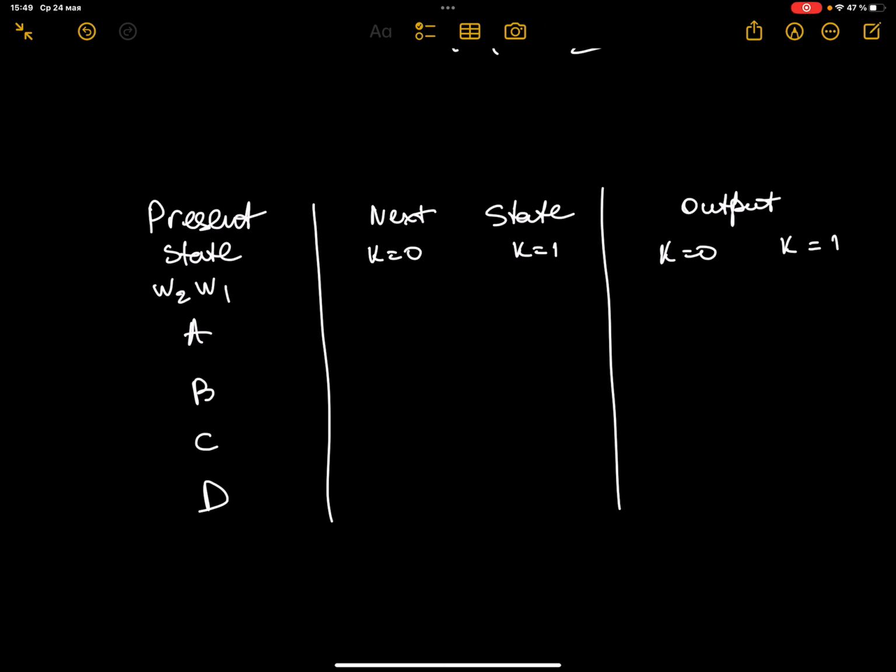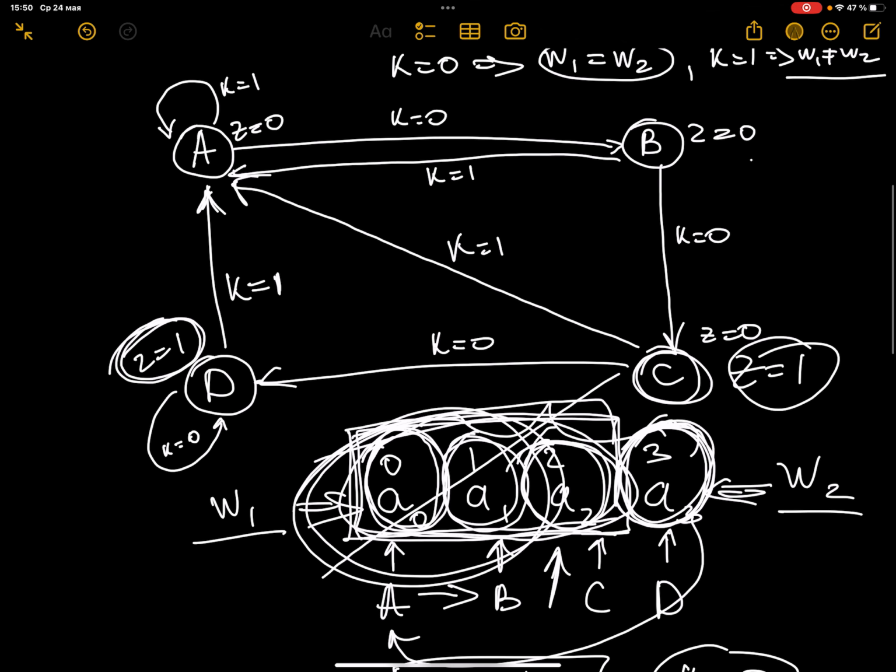So let me analyze. When we are at state A and K is 0, which means W1 and W2 are the same, our next state is going to be B. At B, when K is 0, our next state is going to be C. At C, when K is 0, it's going to be D, and at D, it's going to be D. We already talked about it.